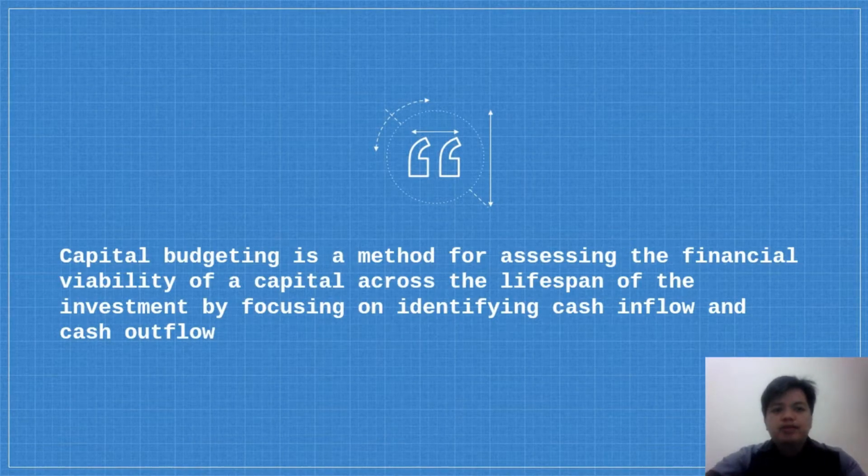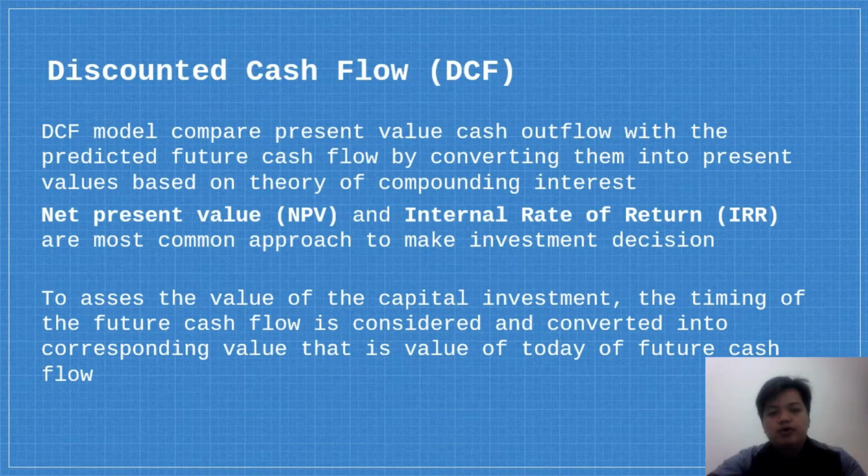So capital budgeting is a method for assessing the financial viability of a capital investment across its lifespan by focusing on identifying cash inflow and outflow. So we have the model for capital budgeting, which is discounted cash flow. This model compares the present value of cash outflow with the predicted future cash flow by converting them into present value based on the theory of compounding interest.